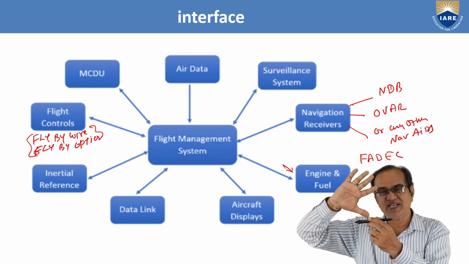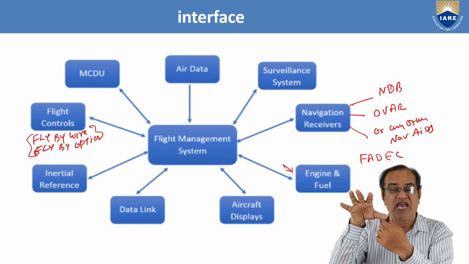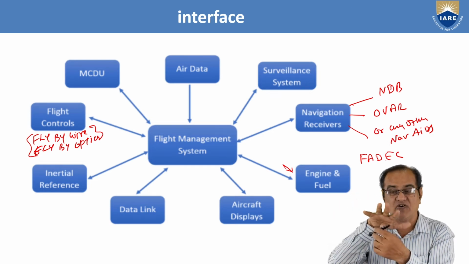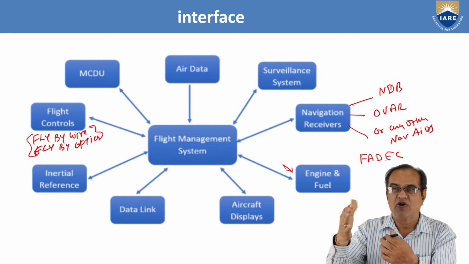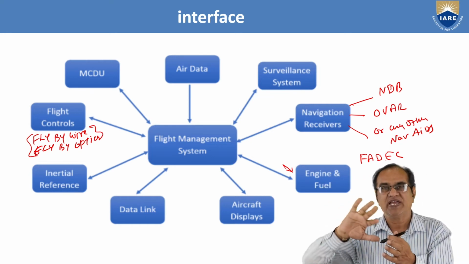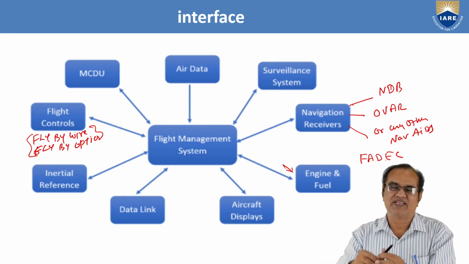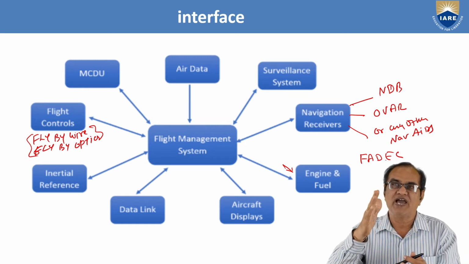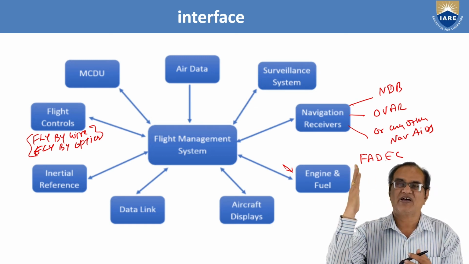If you want to make the rolling, then you have to use the ailerons. Ailerons are there on the wing tips. One will go up, another will go down. Aircraft will roll accordingly. And if you want to make yaw, yaw is done by the help of the rudder. Rudder is on the vertical tail.